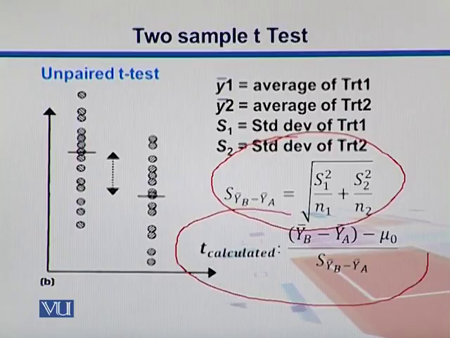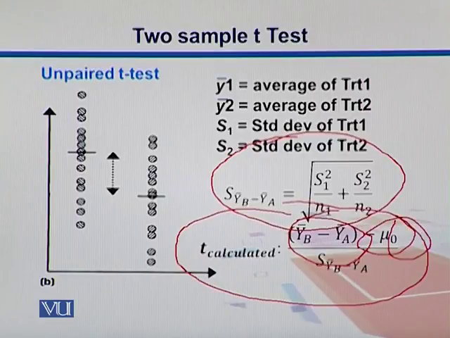Here we put the difference between the two means minus mu naught. In most cases we have 0 over here, but sometimes we are given a situation where we are testing whether this difference is different from some given number or not. We have the standard error of the difference of the means down there in the equation.